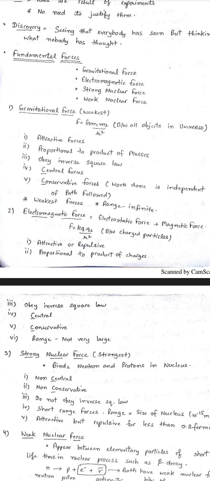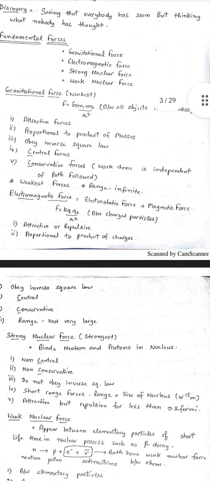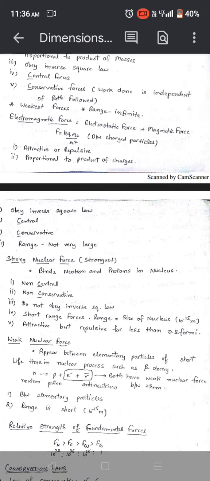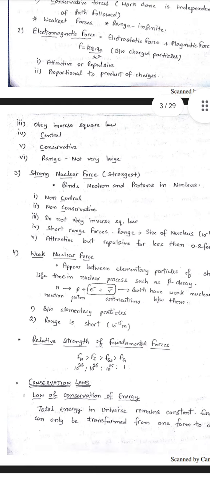Second one is electromagnetic force. Electromagnetic force is equal to electrostatic force plus magnetic force. Force is equal to a constant times Q1 into Q2, where Q is charge, upon r square, between charged particles. First property, attractive or repulsive. Second, proportional to the product of charges. Third, obeys the inverse square law. Fourth, central. Fifth, conservative. And sixth is range. Its range is not very large.